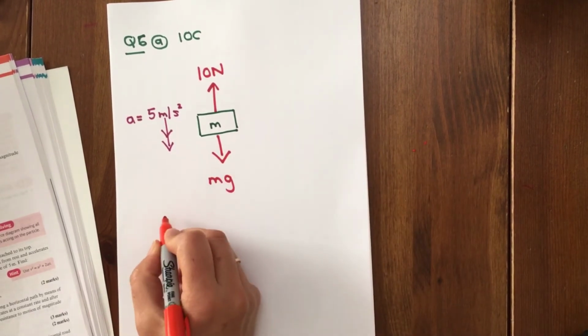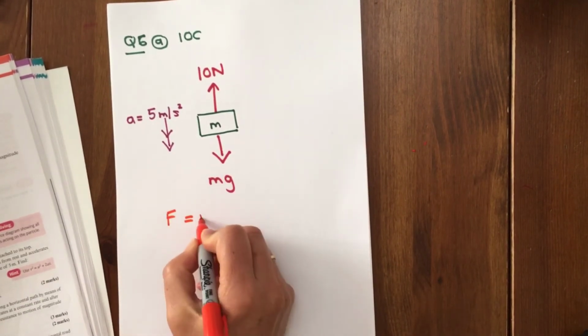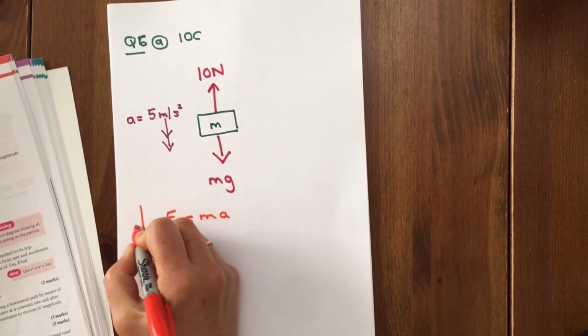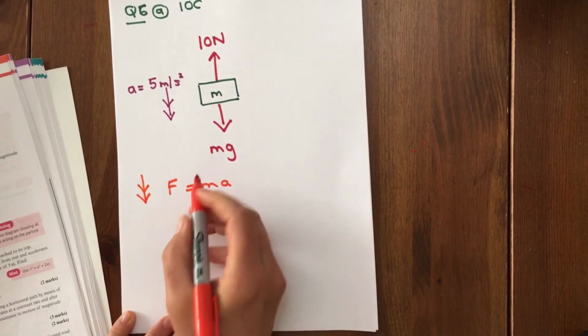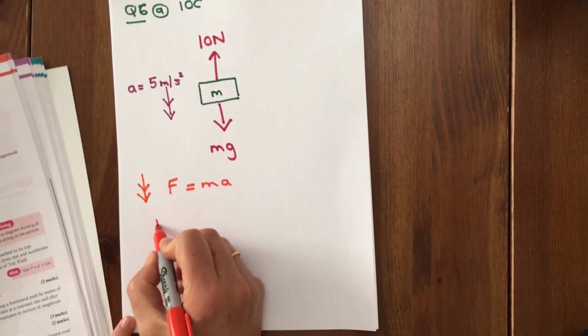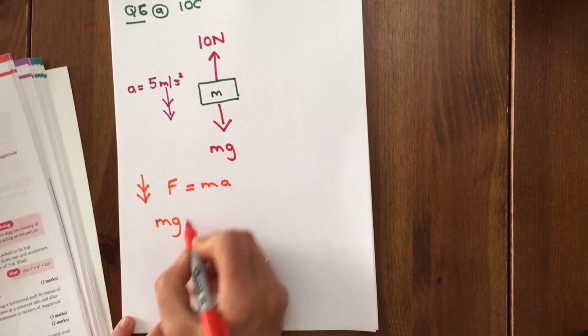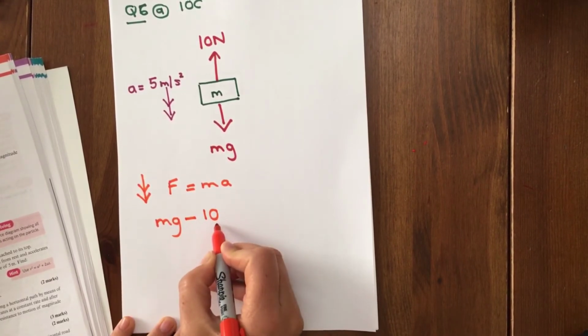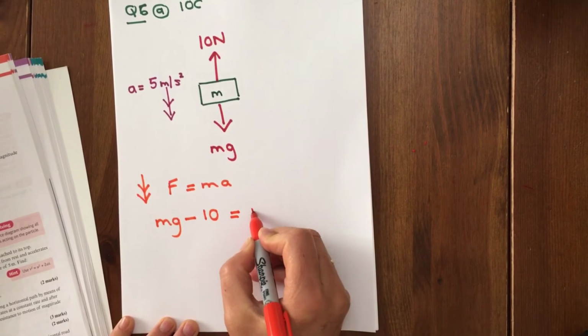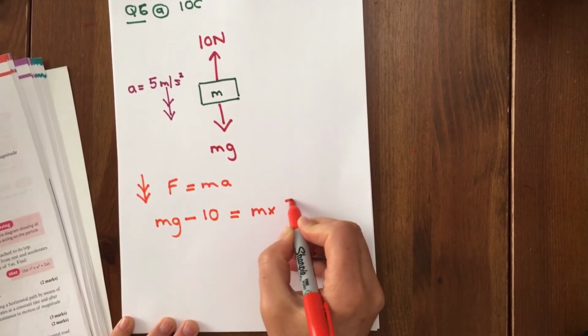remember, we always start off with this, F equals ma. We say that we're going to resolve going downwards. So what have I got on this object? I've got mg going down and I've got 10 going up. So that's my total force on the object. Equals the mass of the object times 5.